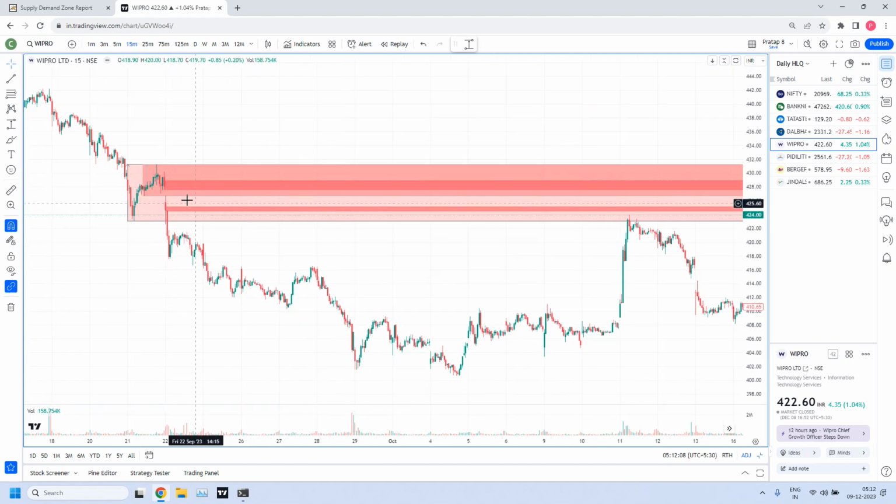Whichever the high liquidity zone is there, the main high liquidity. What is the main high liquidity? For Wipro, it is a daily high liquidity zone. Actually, how do we take the trade?